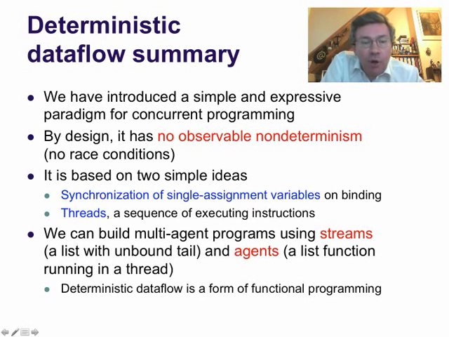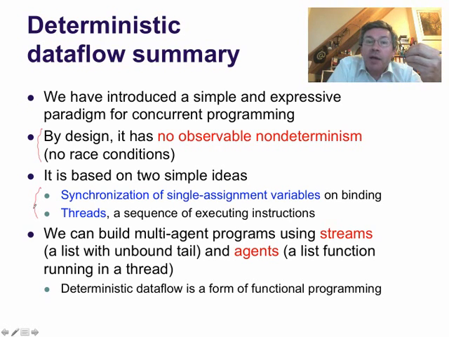In this lesson, we've introduced a simple and expressive paradigm for concurrent programming, namely deterministic data flow. It has very nice properties. By design, it has no observable non-determinism, which is the same as saying it has no race conditions. It's simple. It's based on two simple ideas. First of all, single assignment variables, and specifically synchronization of single assignment variables on binding. And second, the simple idea of a thread, which is a sequence of executing instructions.